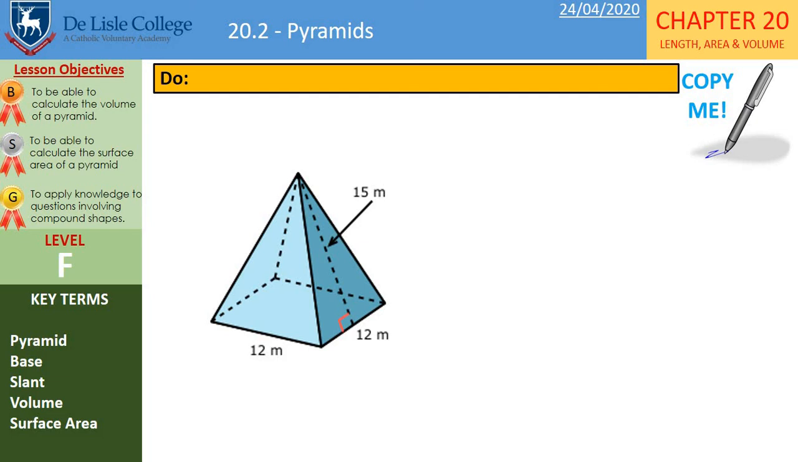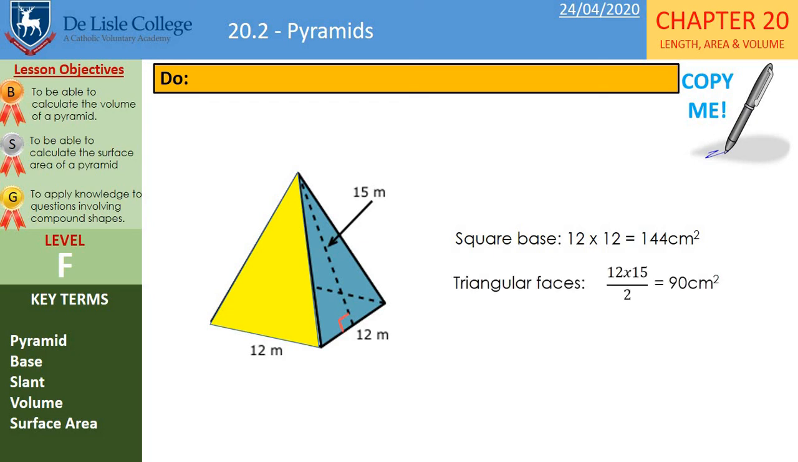Good, hopefully you've gone with what we did in the previous example that you should have copied down, and we found the base area first. So we should know it's 12 times 12, which is 144 centimetres squared. Let's find the surface area of one of the triangles. Because it's a square base, we know all of those triangles are the same. So it's 12 times 15, and then we divide by 2 and we get 90 centimetres squared.